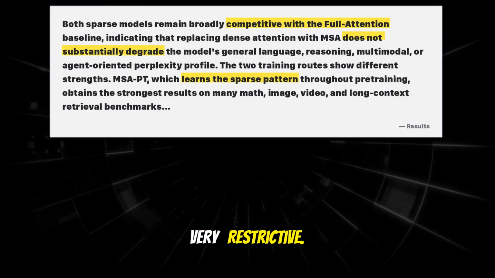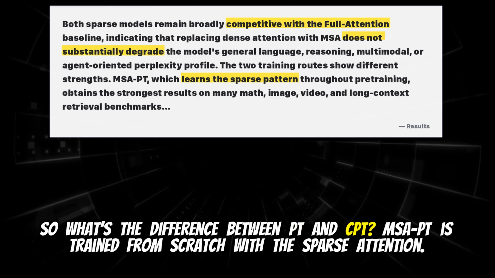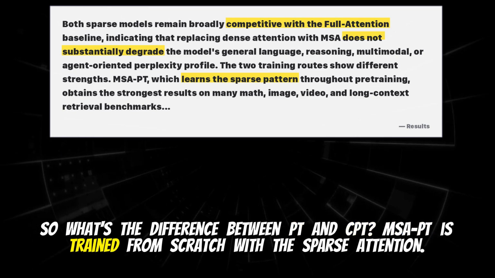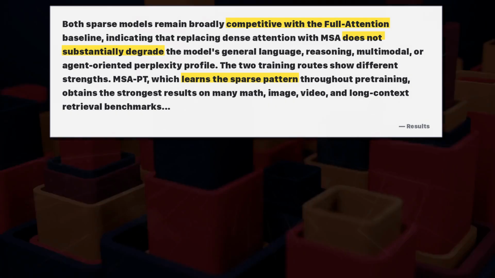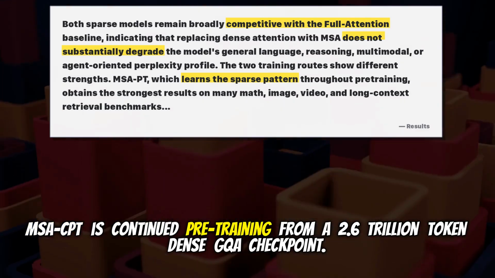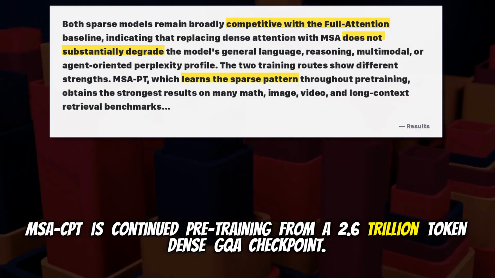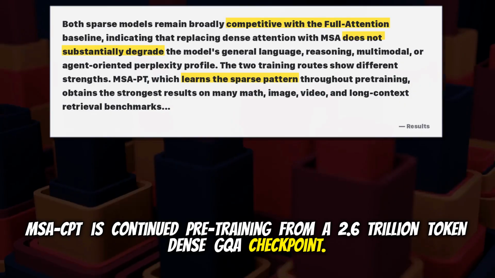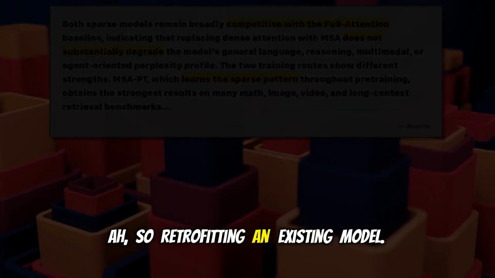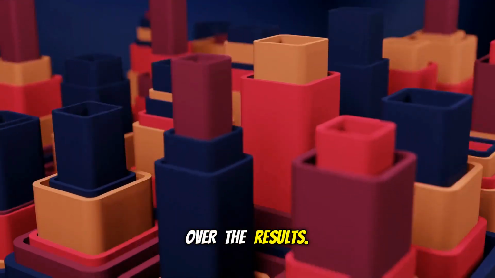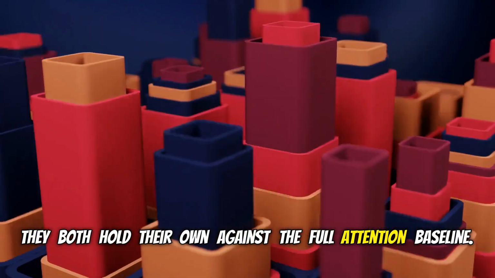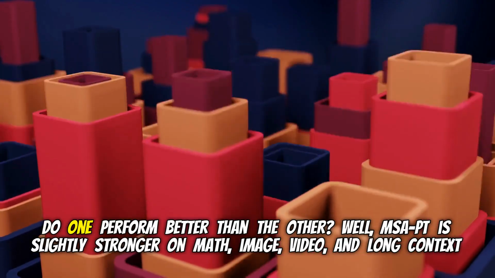Exactly. Very restricted. So what's the difference between PT and CPT? MSAPT is trained from scratch with the sparse attention. MSACPT is continued pre-training from a 2.6 trillion token dense GQA checkpoint. So retrofitting an existing model. Exactly. What were the results? They both hold their own against the full attention baseline. It's really impressive. Did one perform better than the other?